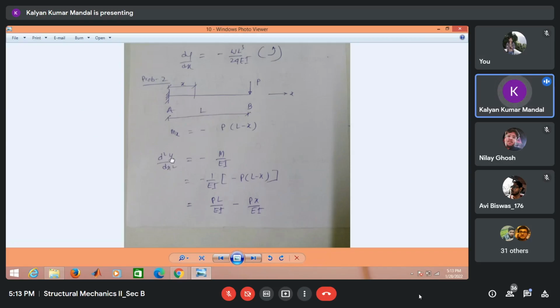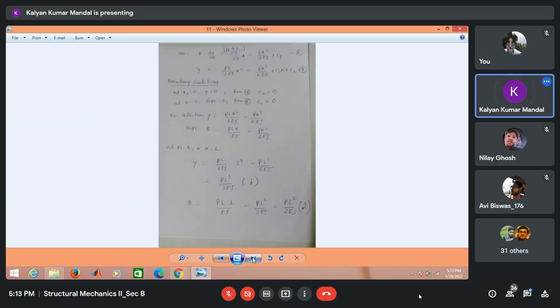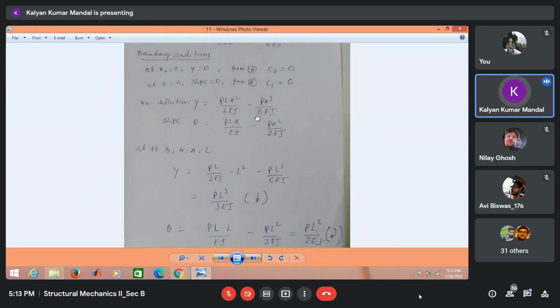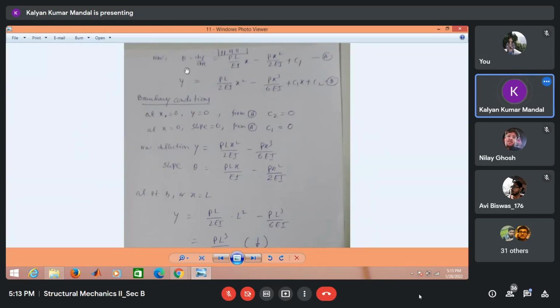Now we write the moment curvature relationship again. That is d2y/dx2 is equal to minus M by EI, that is minus 1 by EI times minus P into (L minus x), or PL divided by EI minus Px divided by EI. Again, for the expression for slope, we have to integrate the equation. That is theta equals dy/dx equals PL divided by EI into x minus Px squared divided by 2EI plus C1. Again, C1 is the integration constant.